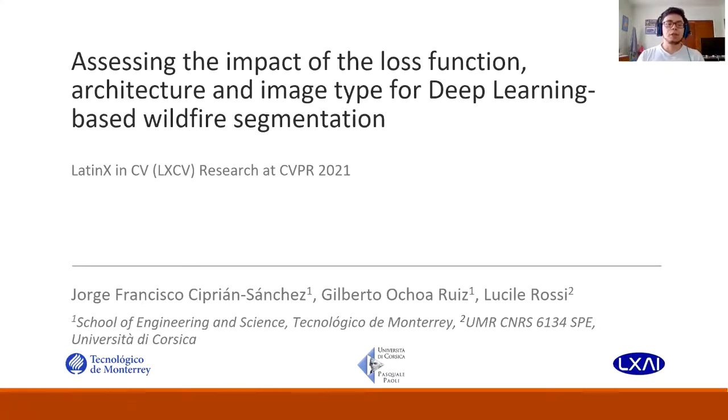Hello, my name is Jorge Ciprian. I will be presenting the paper Assessing the Impact of the Loss Function, Architecture and Image Type for Deep Learning-Based Wildfire Segmentation, in collaboration with Dr. Gilberto Ochoa and Dr. Lucy Rossi.